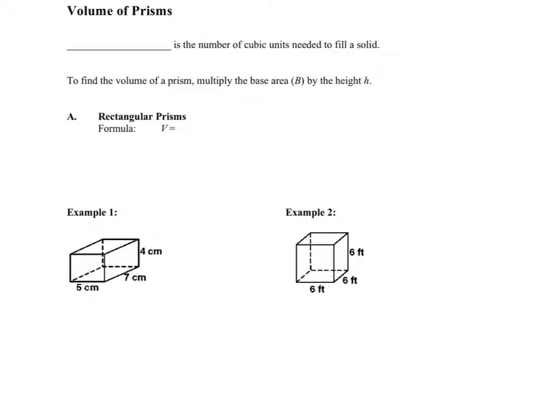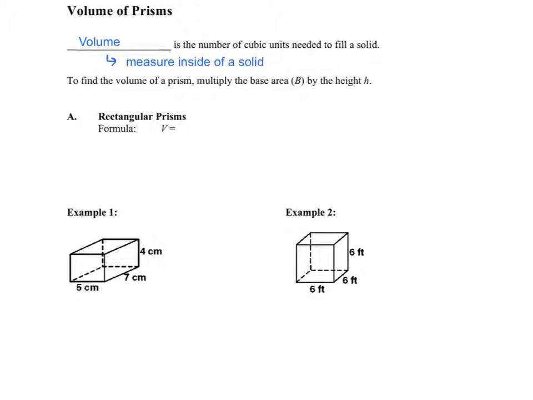So, volume is the number of cubic units needed to fill a solid. Basically, volume is the measure of space inside of a solid. To find the volume of a prism, and today we're going to talk about rectangular prisms and triangular prisms, you have to multiply the base area B by the height, which is h.